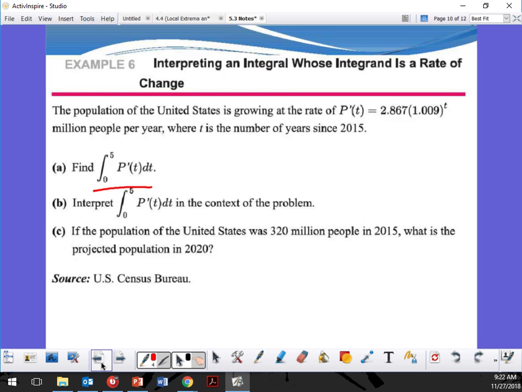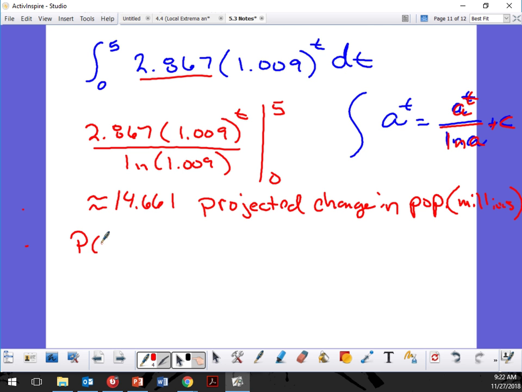What's the next part say? It says if the population of the United States was 320 million in 2015, what is the projected population in 2020? So do we know what P of 0 is? Well, we can find it, right? We got P of 0. Okay, so we know what P of 0 is. So P of 0 is going to give me 320, right? Yeah, 320 million.